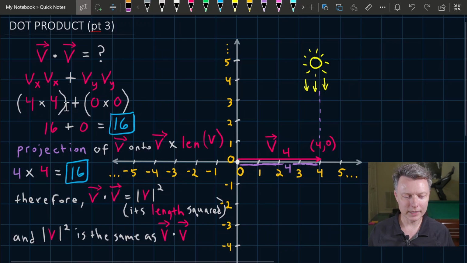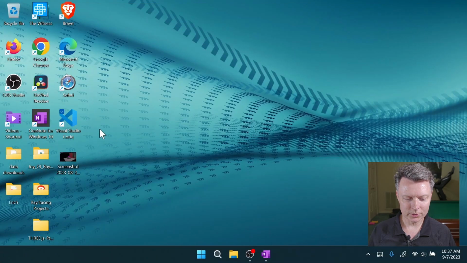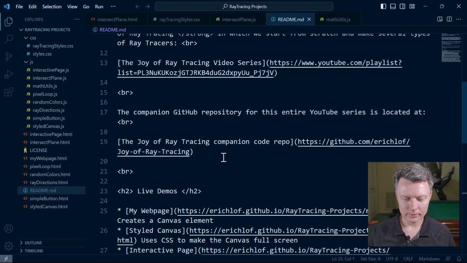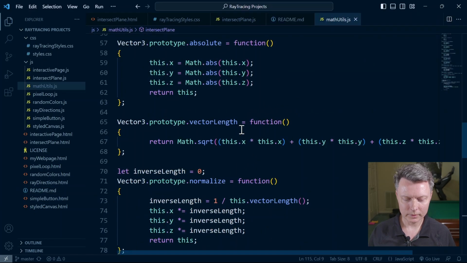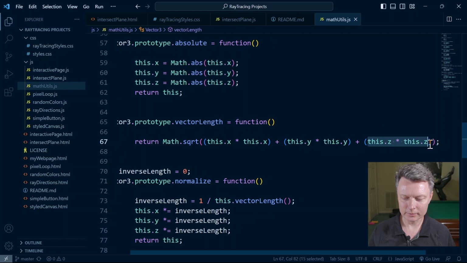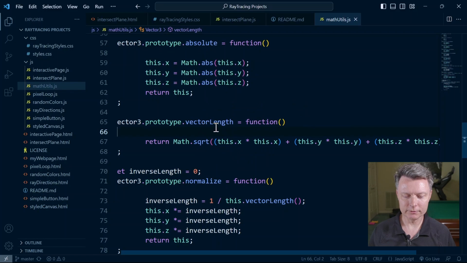And so if you look at the traditional way of doing the dot product of a vector and itself, which is its x component times its x component plus its y component times its y component, that seems awfully familiar. Where have we seen that before? I know I've seen that somewhere. Well, let's go quickly into Visual Studio Code and take a look at our math utilities. And hey, look at that. There it is. The x component times the x component plus the y component times the y component. And since we're in 3D in all ray tracers, we add on the z component times the z component. And then we take the square root of all that and we get the vector length.